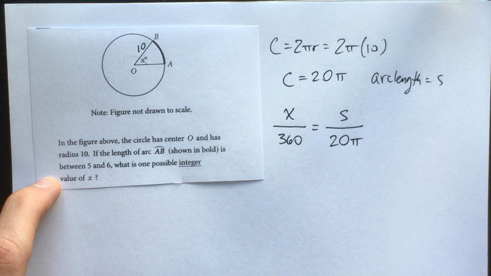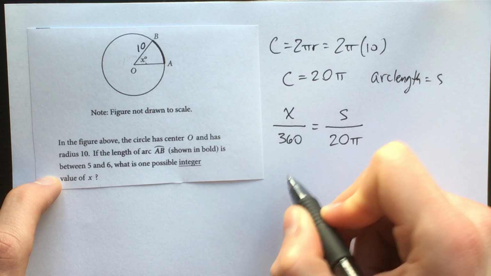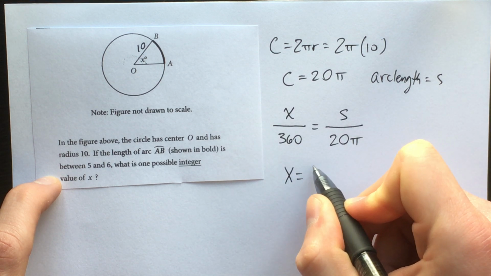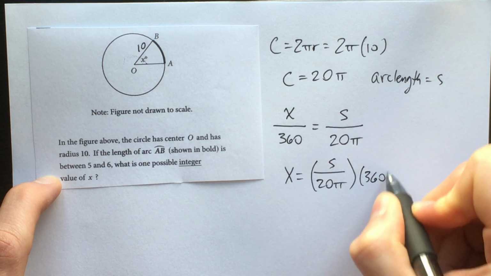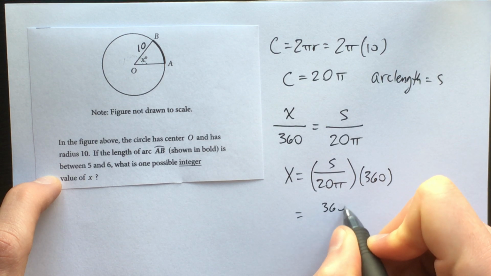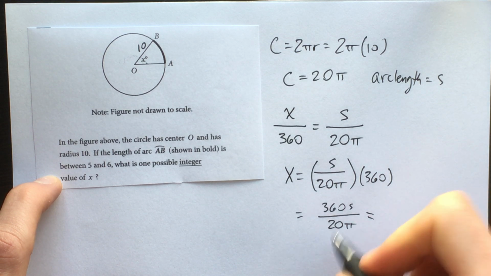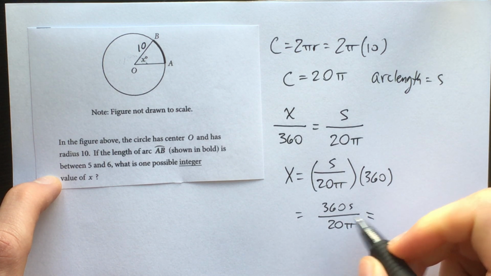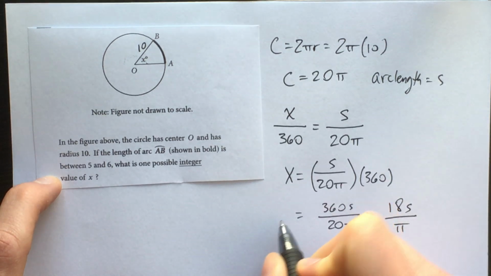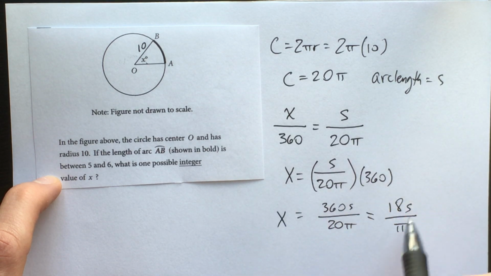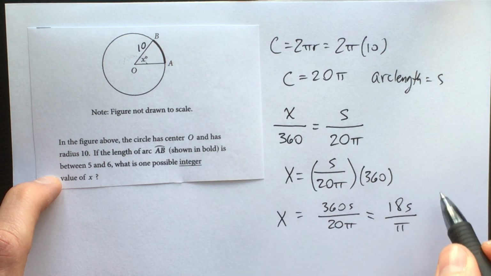And what I want to actually get is an expression for x in terms of arc length. So if I multiply both sides by 360 here, I'll get that x is equal to s over 20 pi times 360, which is equal to 360s over 20 pi, which is equal to, what is that, 180? No, it's 18. So 18s over pi. So x in terms of s, the angle given your arc length, is going to follow this relationship.